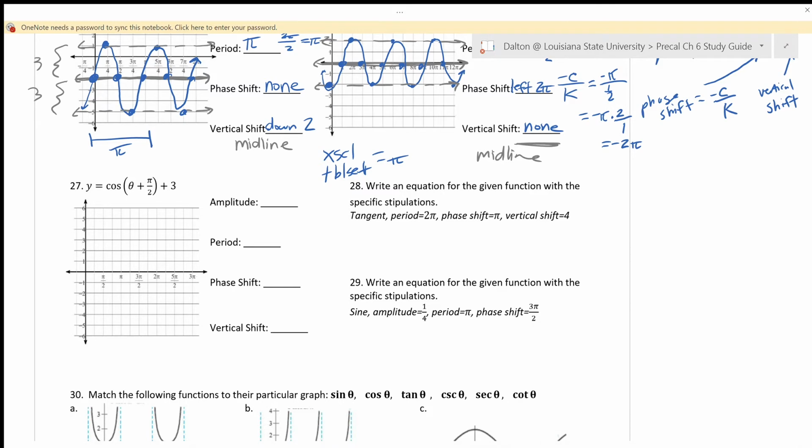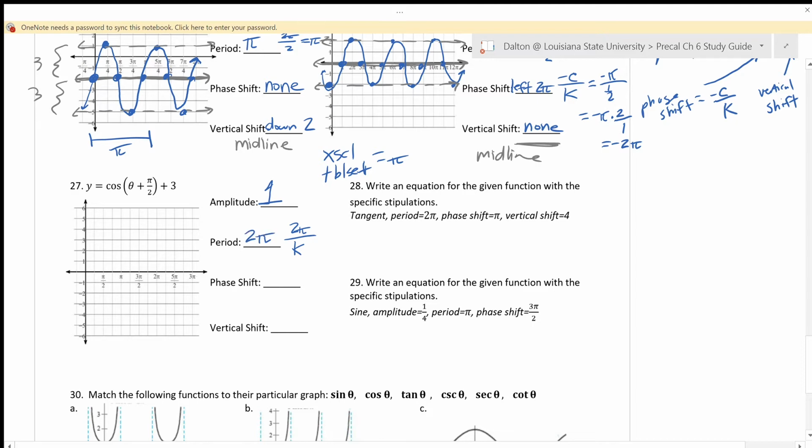Number 27, I have another cosine graph. Again, let's do the algebra. Amplitude, there is no a value in front of the cosine, which indicates my amplitude is just 1. Period is 2 pi over k. Well, my k value is 1, right? There is no value in front of theta, which means my period is just 2 pi. So it's a regular period.